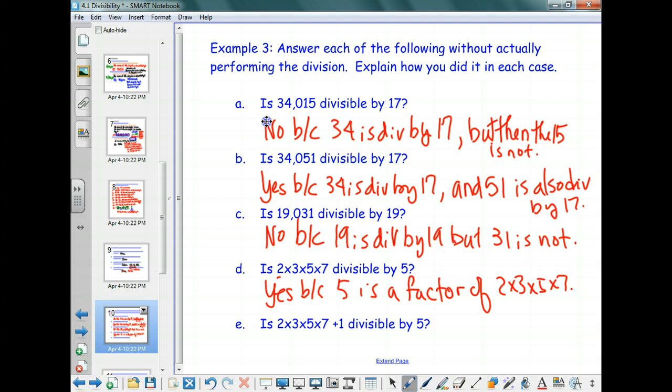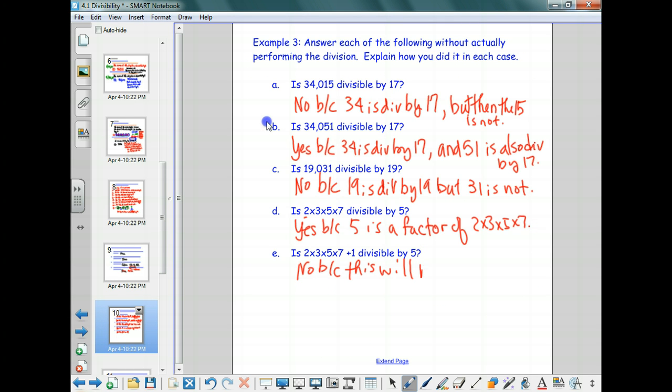How about the next one, part E then? No. What's going to happen when I have that plus 1? Whatever that number was before, and it may have been even before though, right? Whatever that number was before, you know it ended in a 5 or a 0, right? What happens when you add a 1 to it? Now it's going to end in either a 1 or a 6. And if it ends in a 1 or 6, no good. All right. So no, because this will now end in 1 or 6. All right, we'll stop there today.